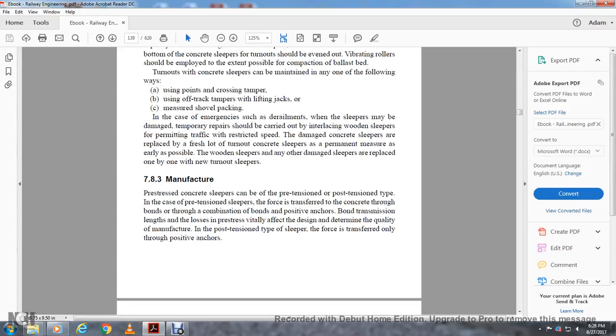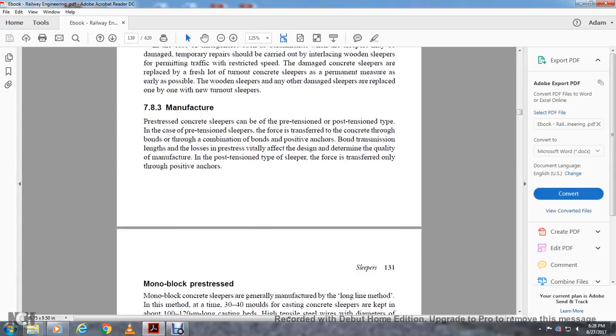Manufactured pre-stressed concrete sleepers can be made with pre-tension or post-tension. In pre-tension sleepers, the force is transferred from the steel wires to the concrete through a combination of bond and positive anchors. The transmission length, the loss of pre-stress, and the design are vital effects that determine the quality of the manufactured sleeper, depending on the type of sleeper and the force transferred over the positive anchors.